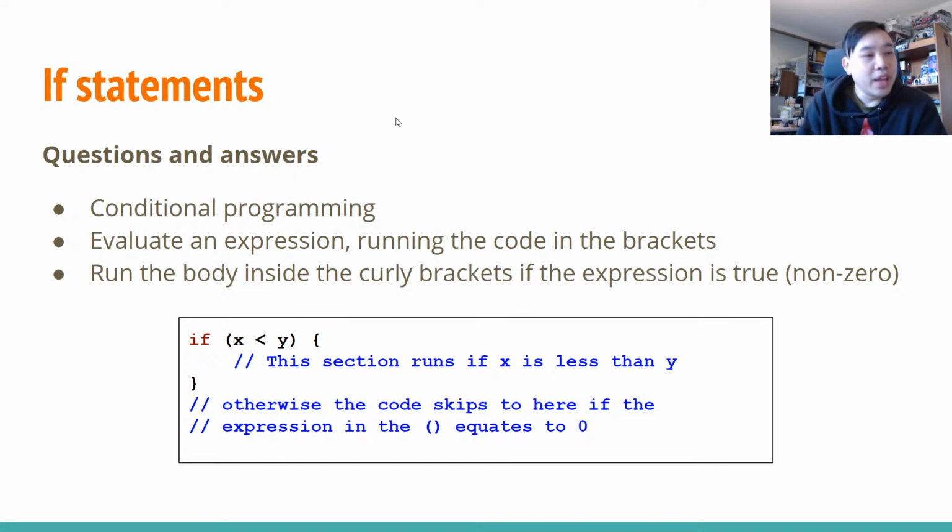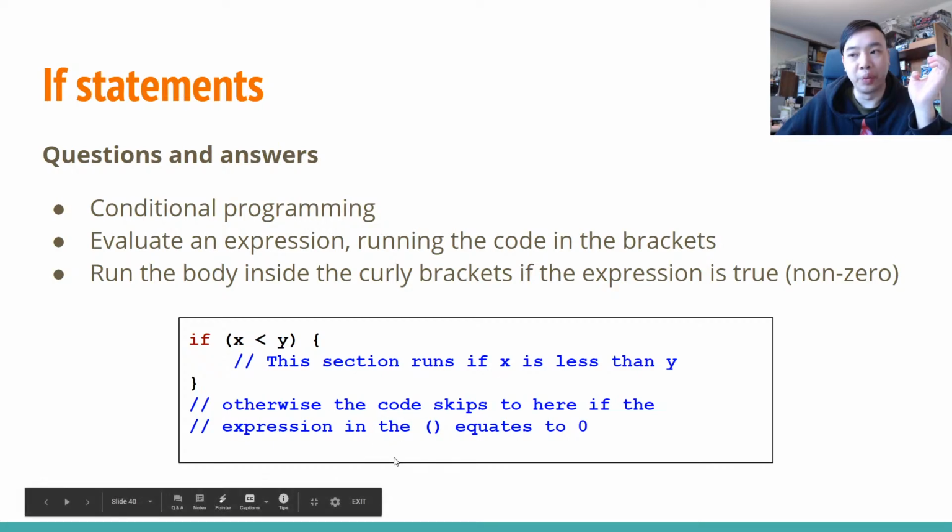Okay, then we had if statements. I like to think of these as questions and answers. So this is us being able to turn on or off parts of our code. We'll only run parts of our code if certain questions come up correct. So for example, here, very, very simple one. The question is x less than y? If x is less than y, then the section inside the curly brackets will run. Otherwise, we will skip past the closing curly bracket and then run whatever's afterwards.